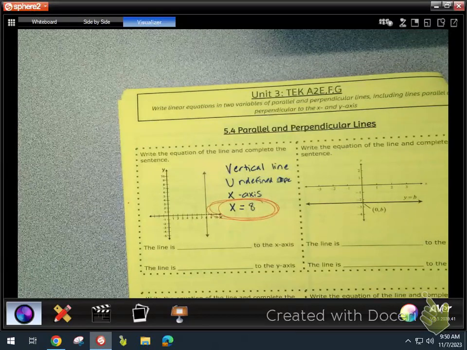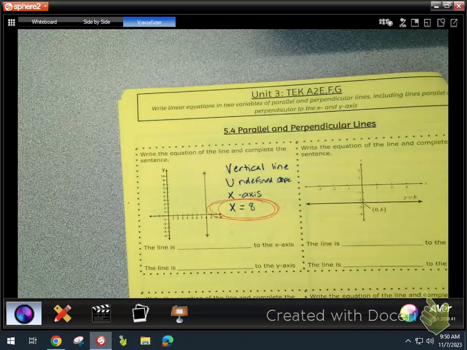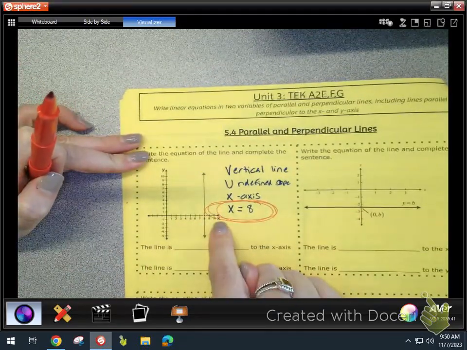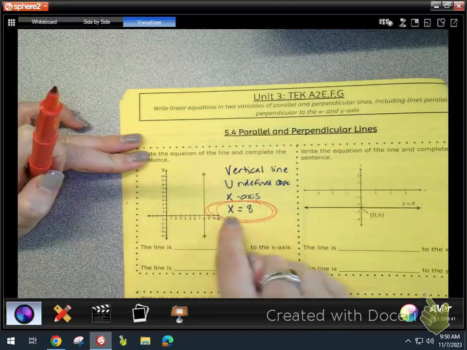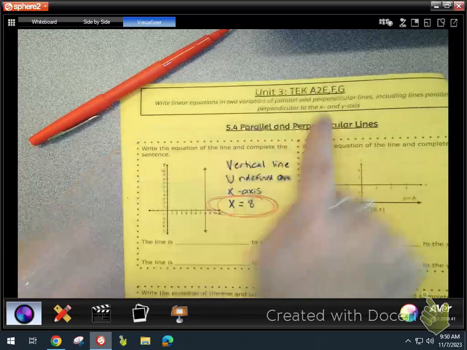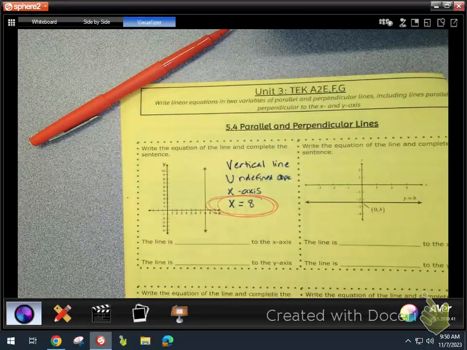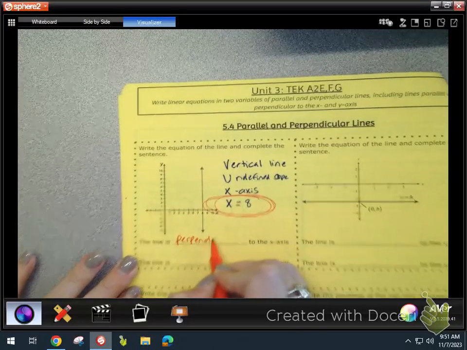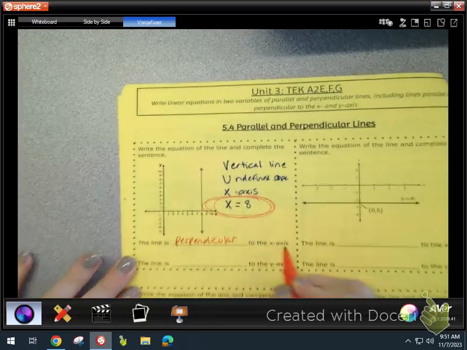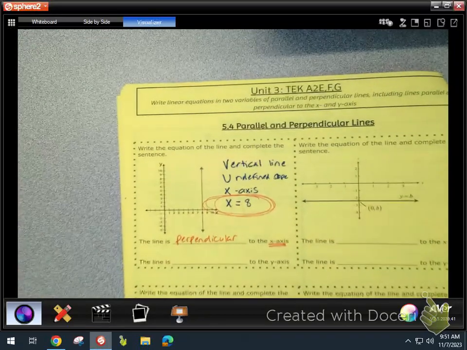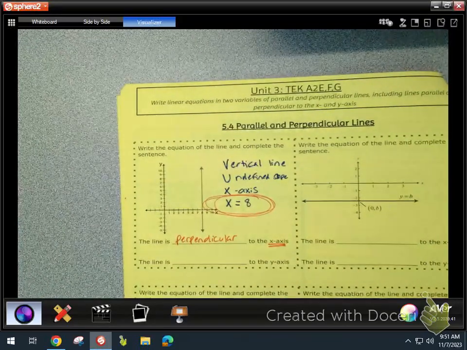Now, fill in the sentence. The line is blank to the x-axis. So let's look at the x-axis right here. Here's the x-axis. Look, there's a little x right there. The x-axis is this way. Our line is this way. How do we describe that relationship? Perpendicular. And I would underline which axis you're talking about. You're talking about the x-axis in this one. They're perpendicular because they cross.